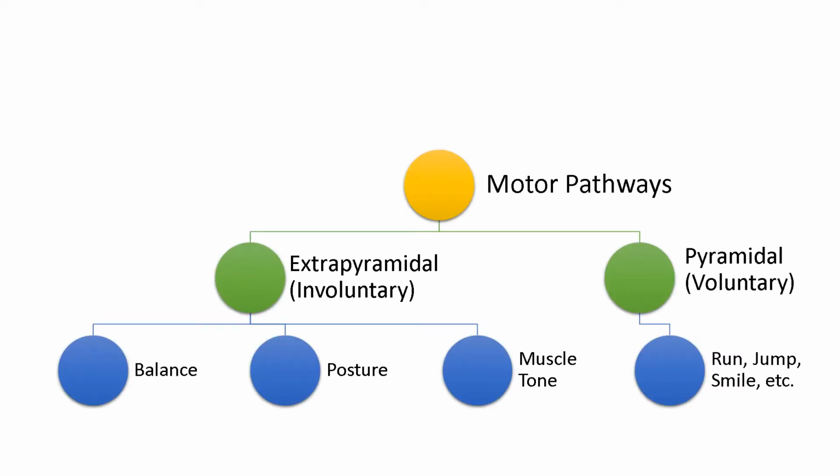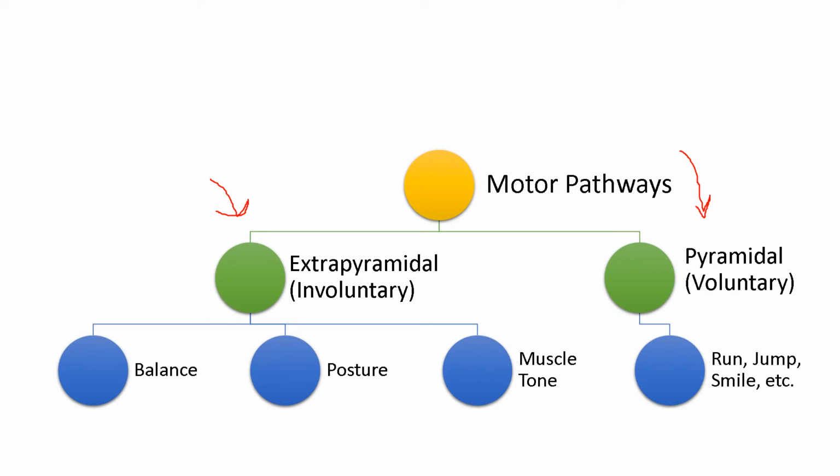The descending motor tracts are grouped into two categories, the pyramidal tracts and the extrapyramidal tracts. Extrapyramidal tracts control involuntary muscle contraction in the body and are responsible for things like muscle tone, balance, posture, and reflexes. The cell bodies for the neurons in these tracts are in the brainstem, and the axons for these neurons travel down the brainstem to the spinal cord, where they synapse with other neurons.